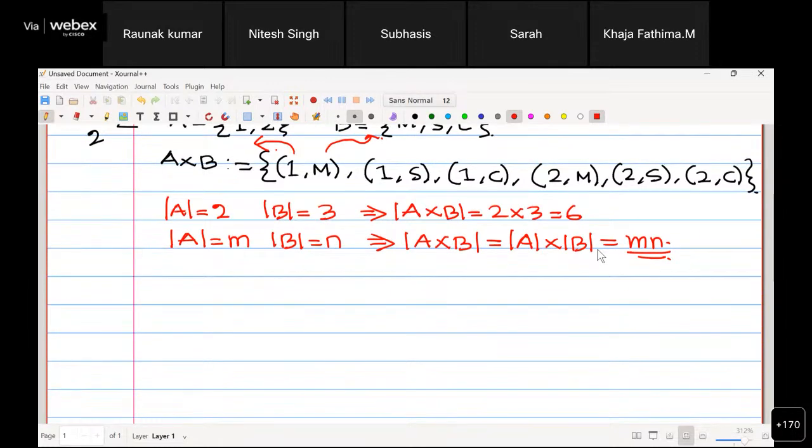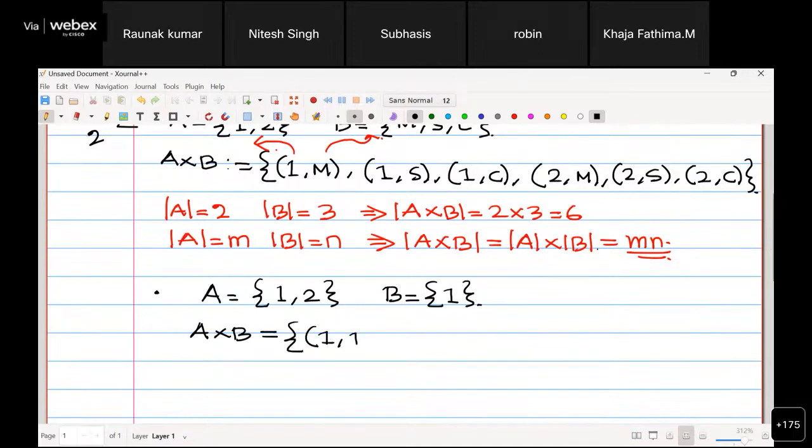Okay, so for example, let me just take one more example. Let's say my set A is 1 comma 2 and my set B is 1. Okay, so what will be the Cartesian product of A cross B? 1 comma 1, 2 comma 1. Correct.